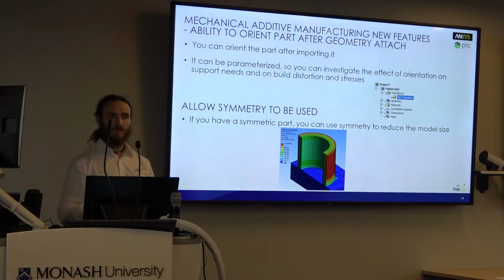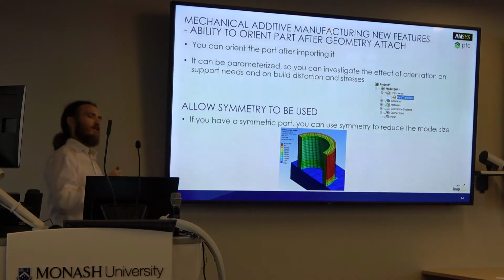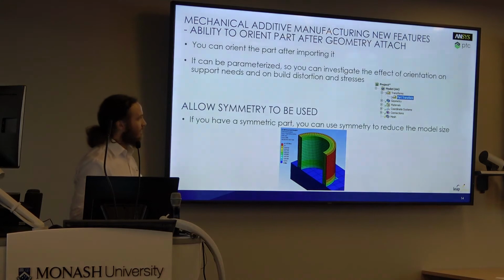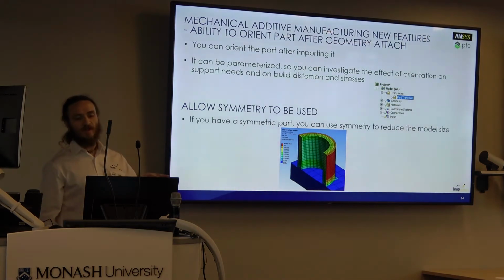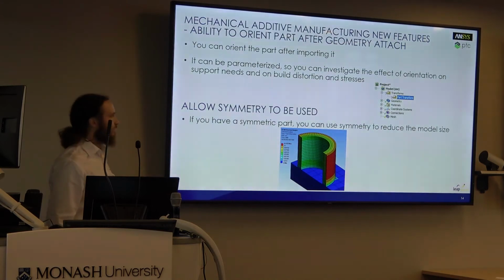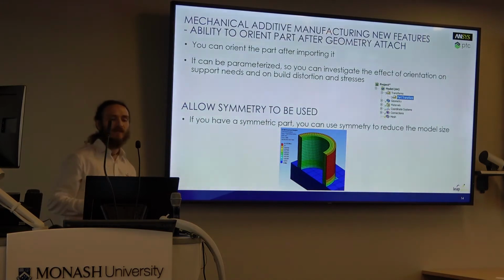A couple of other things. We can utilize the part transform feature that I was talking about earlier. If you saw my mechanical presentation, that allows us to run multiple simulations of the printing process in different orientations for the part, so we can see how different orientations affect the result. And we can take advantage of symmetry if the printed part is symmetric.